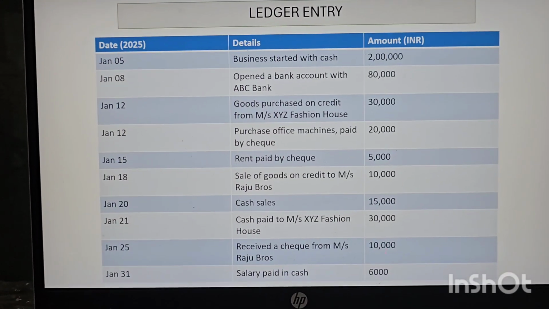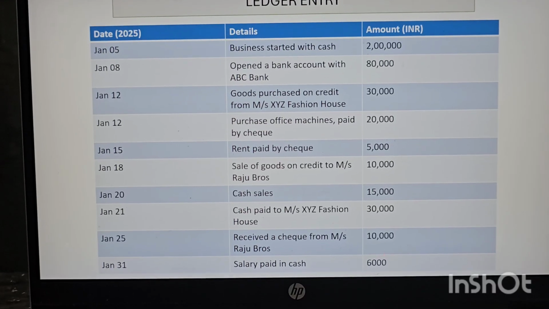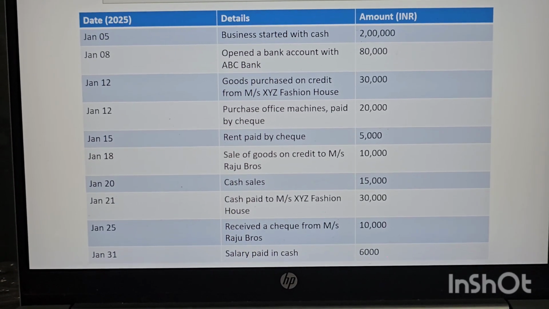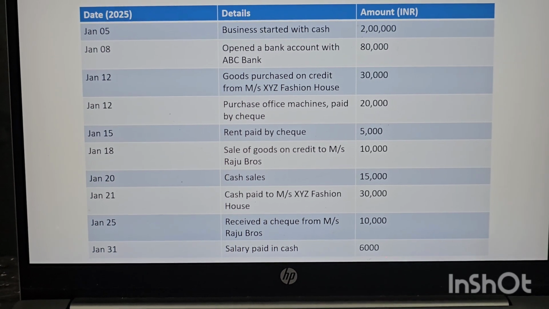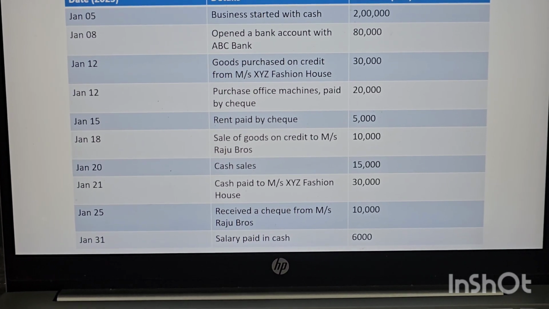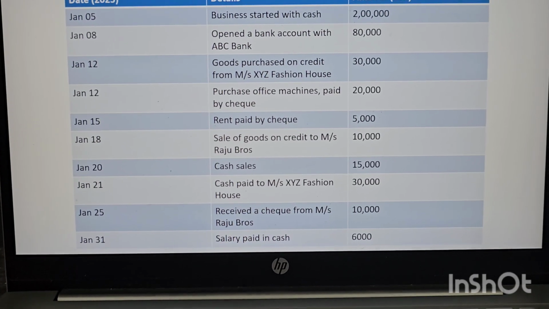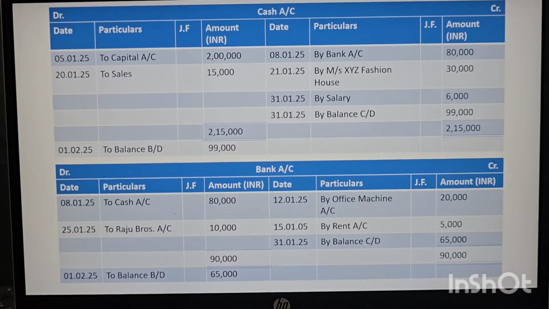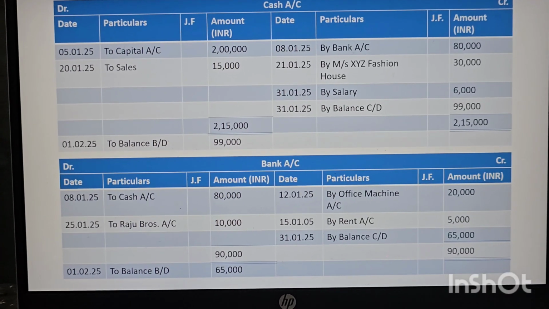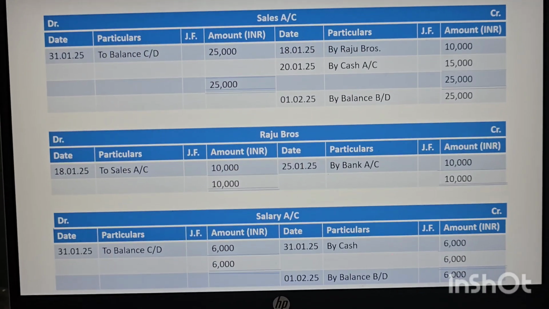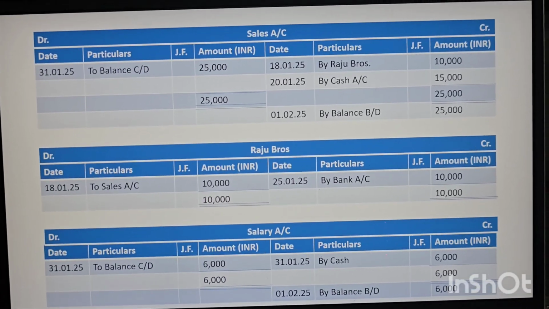Now the next entry is sale of goods on credit to MS Raju Brothers. Since the sale is on credit, what should be the entry? MS Raju Brothers account debit to sales account. So what are the accounts that we need to check? We need to check on the sales account and the Raju Brothers account.